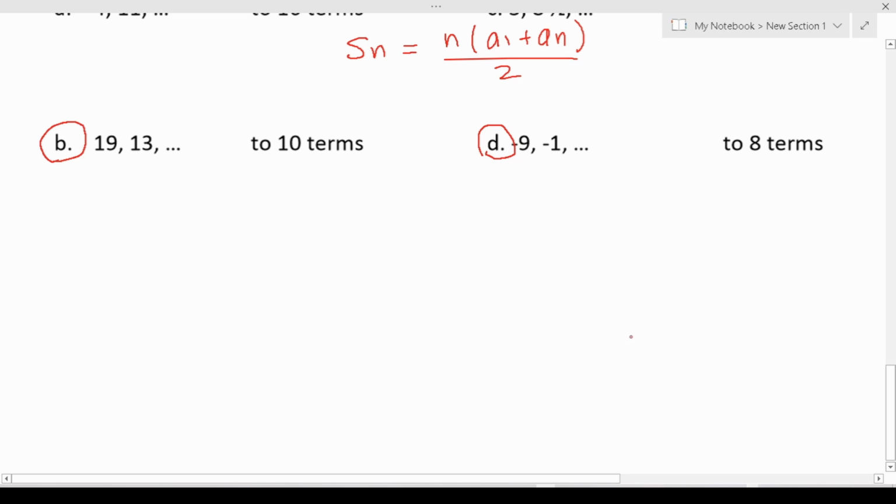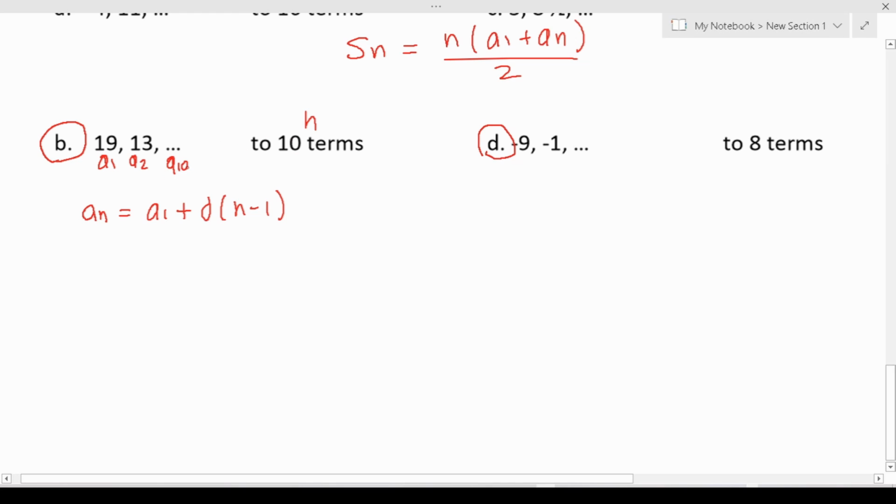And for b, you can see that we're trying to solve for 10 terms. So we know our n is going to be 10. That said, we don't know what a_10 is, so we're going to have to figure that out first. We're going to need a_10 to plug in for this a_n before we can use this formula. So again, we're going to revert back to this formula: a_n equals a_1 plus d(n minus 1).